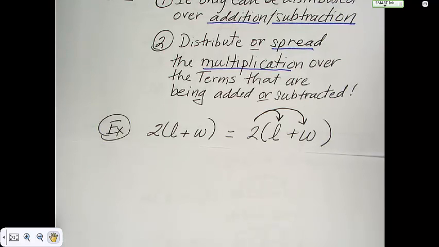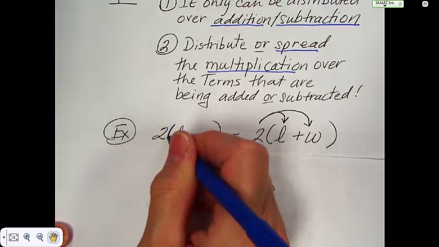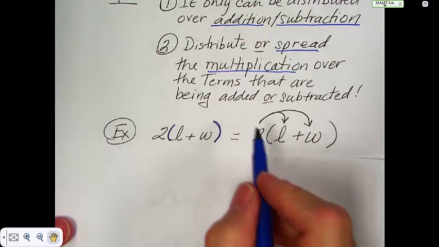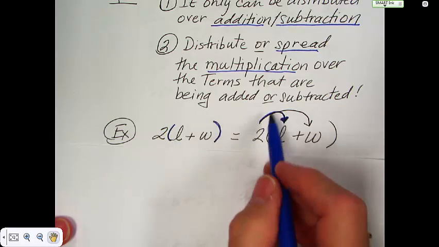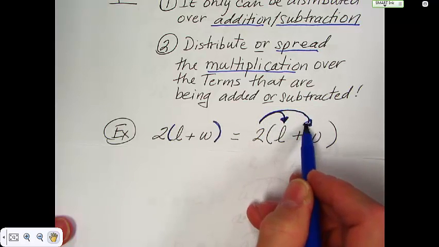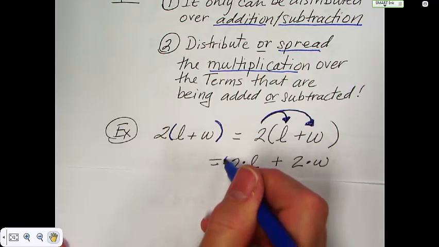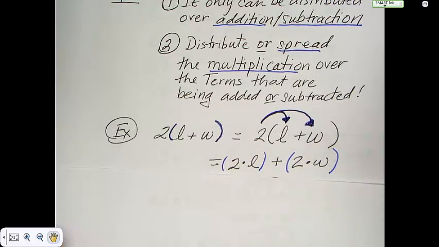Using length and width again. So we have 2 times the length plus the width. It's 2 times the quantity of length plus width. So notice my arrows. I have 2 times the length. I distributed the 2. And then I go ahead and distribute 2 times the width. And it looks like this. 2 times the length plus 2 times the width.